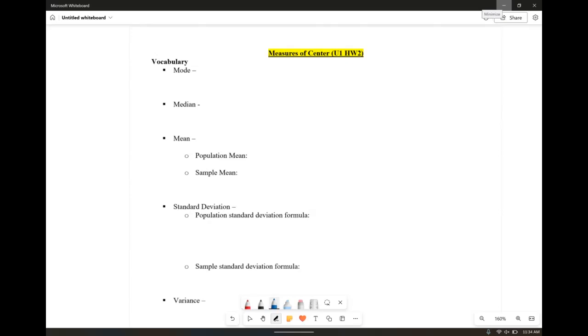The mode, this is the data value that occurs the most. Okay, it's possible to have more than one mode or no mode. The median, this is the number in the middle of the data. And the mean, this is the average. Okay, to find the mean, we have to add up the data and divide by the number of data points.